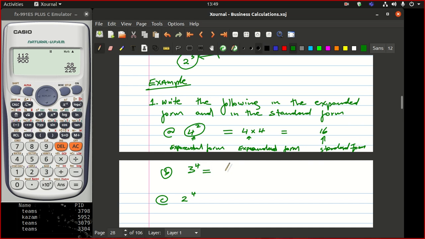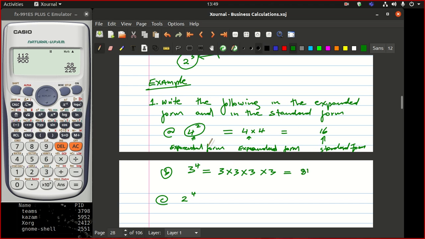So this one is going to be 3 times 3 times 3 times 3. This one is an expanded form. This one is an exponential form. And of course here, how many 3's do we have? 1, 2, 3, 4, which means we have that. And then 3 times 3, that's 9. 9 times 3 is 27. 27 times 3 is supposed to be 81.